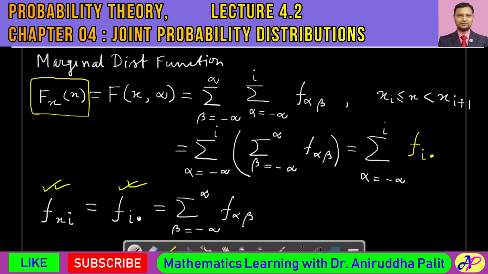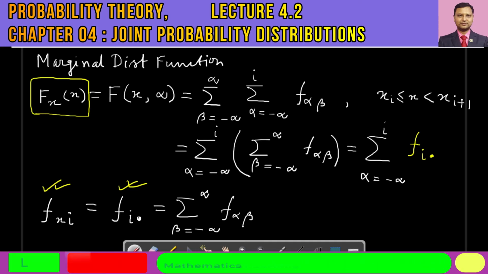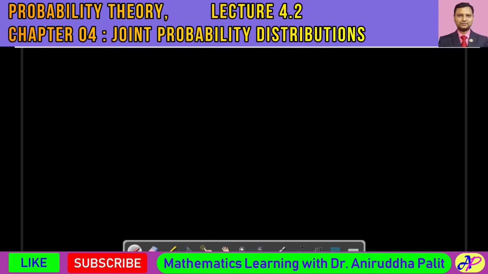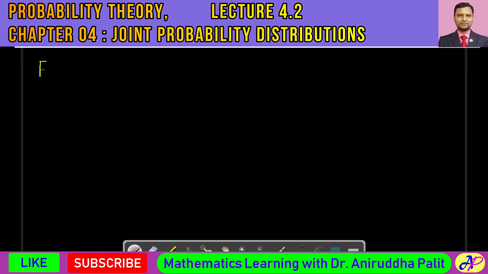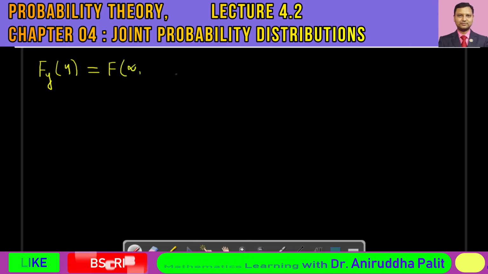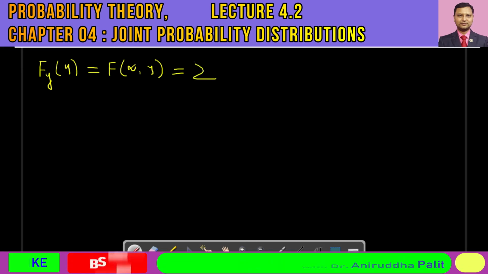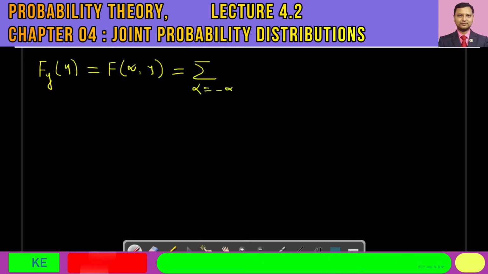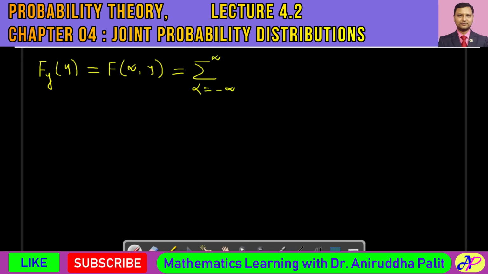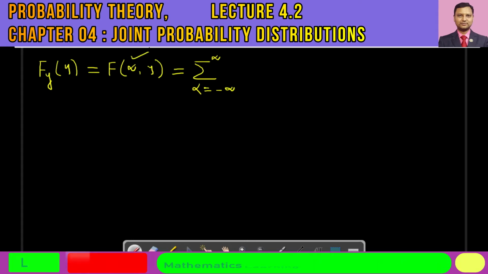In a similar fashion, we can also define the marginal distribution for y. How to write the marginal distribution for y? In that case, the corresponding distribution function should be written as F y of y, and let me quickly write the expression. That will be equal to F of infinity comma y, and therefore it should be equal to, firstly, the summation over alpha equal to minus infinity to infinity, because we are taking infinity in case of x.